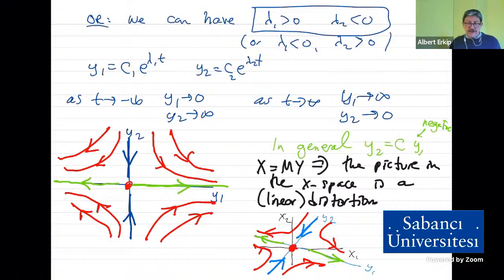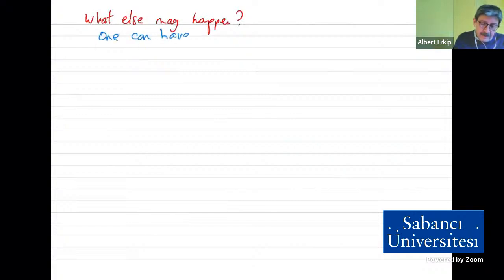You see, this is the X picture. It's a distortion of the same picture, but it's essentially the same picture. Now we have almost done everything except like 1 or 2 cases. What is left? What else may happen? Well, sadly, one can have complex roots for determinant A minus lambda I equal to 0.